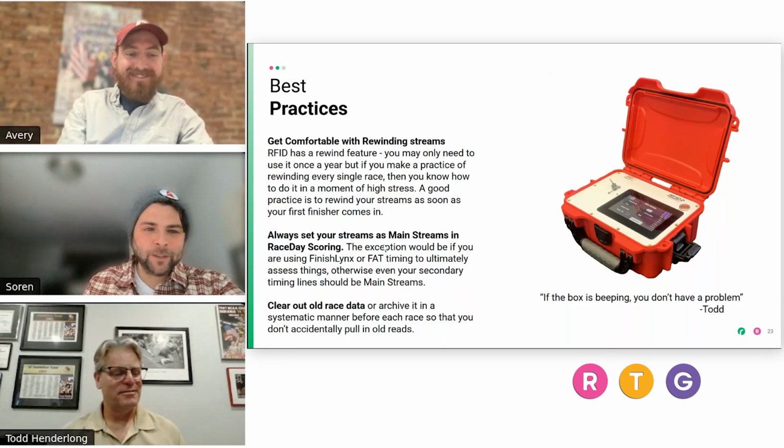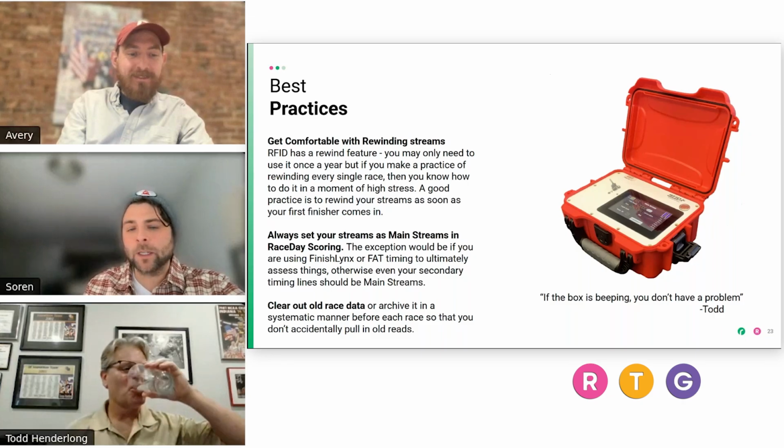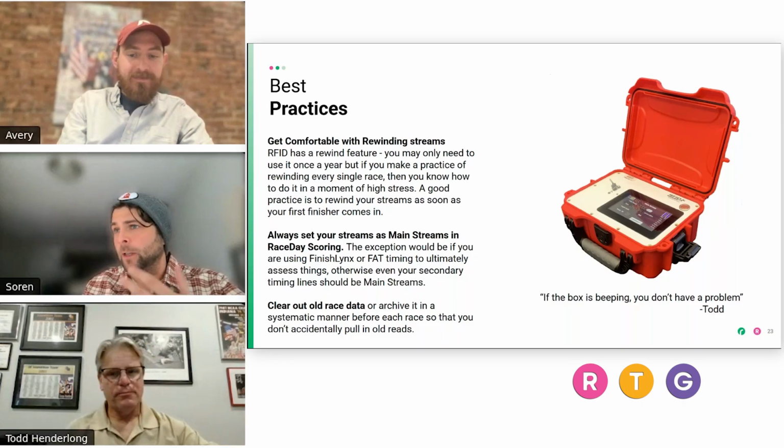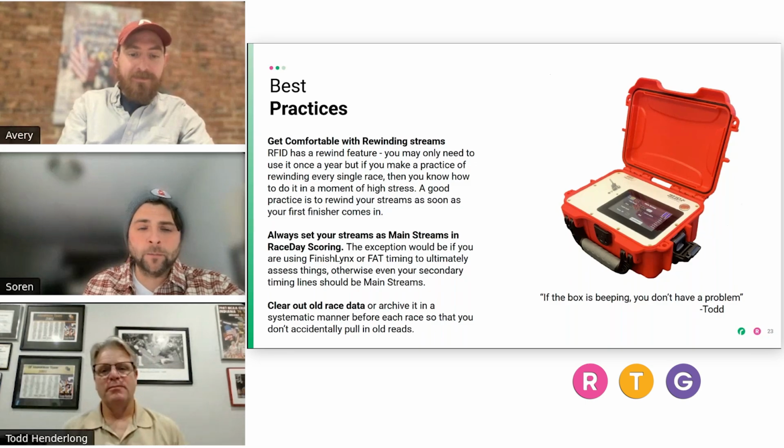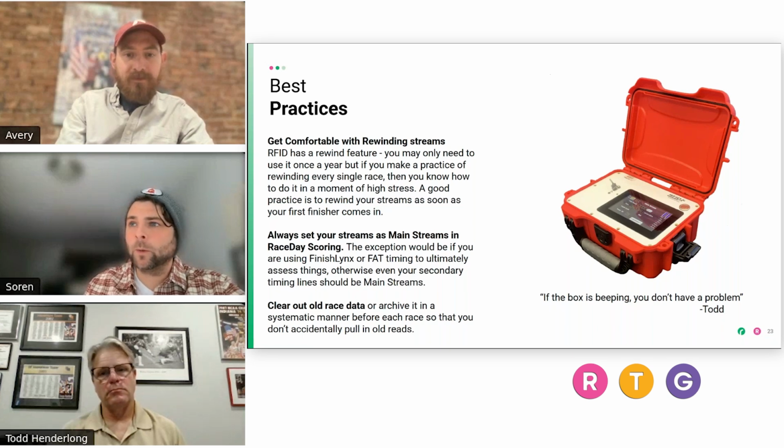You're good. Always set your streams to main streams in RaceDay scoring. The exception being if you have a finish links file there that might override that. But really, anytime you're working with chip systems, those should be main streams. And again, this is all advice coming from Todd. If your box is beeping, you don't have a problem, but be comfortable with rewinding, because if you rewind once a race as a practice, the day that you actually need it, you won't be panicking because it'll be just part of your workflow. And then keep your data clean.